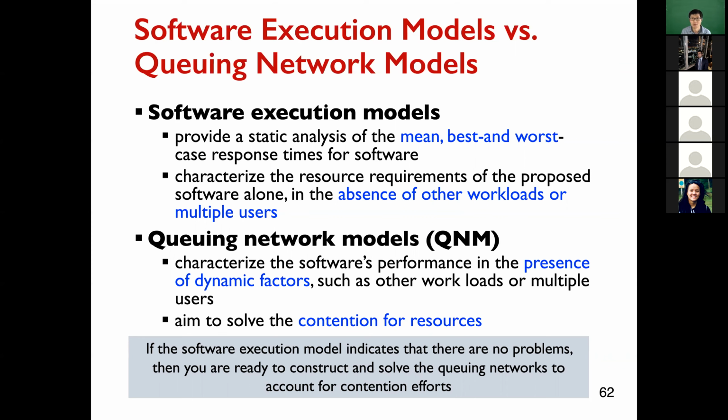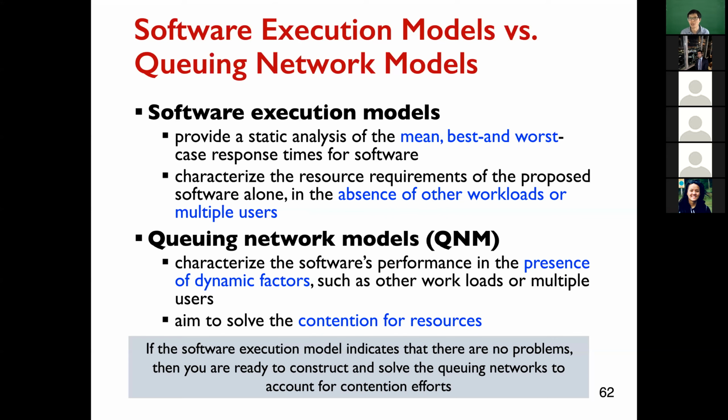So what is a queuing network model, also called a system execution model? It characterizes the software's performance in the presence of dynamic factors such as other workloads or multiple users. It also aims to solve the contention for resources. So queuing network models allow us to analyze, for example, the execution time of the system when there are many users using the system at the same time.